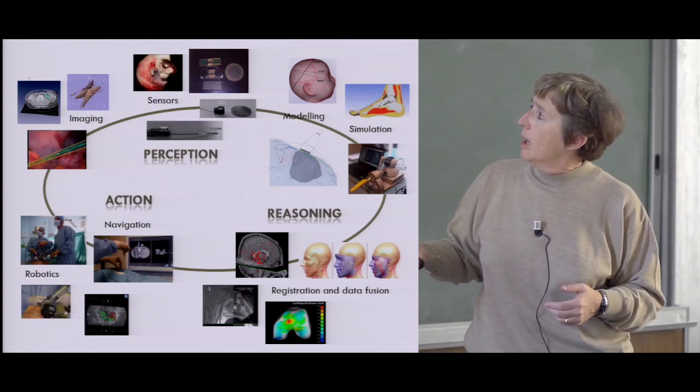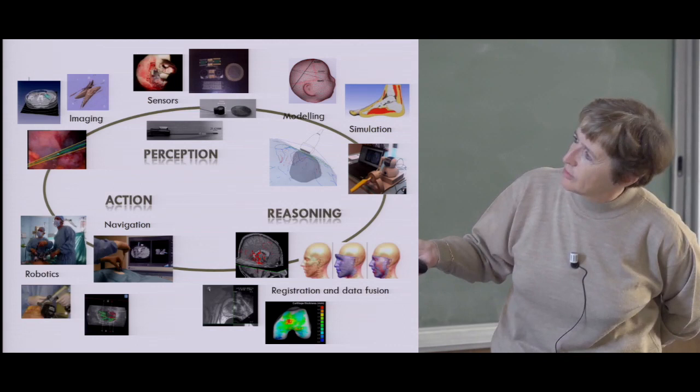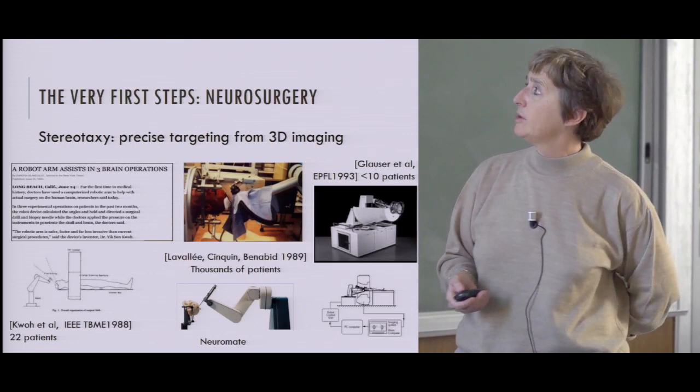Okay, as I said, you have different types of assistance. Some of them are navigation systems and some of them are robotics. You don't see very much, but you will see examples after. So let's go back to the beginning of the story.